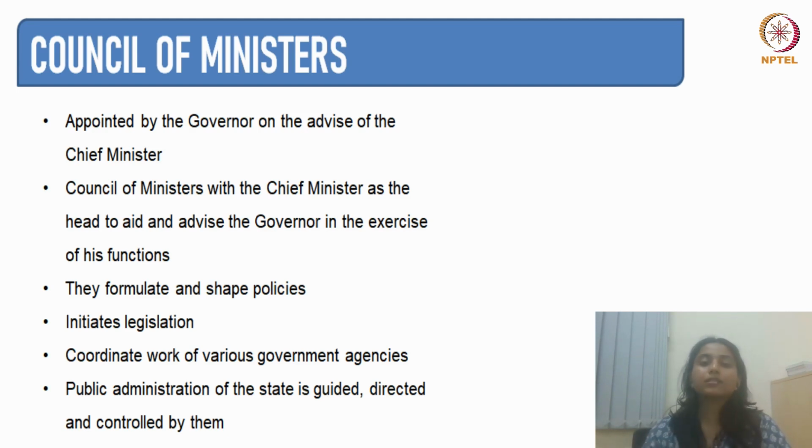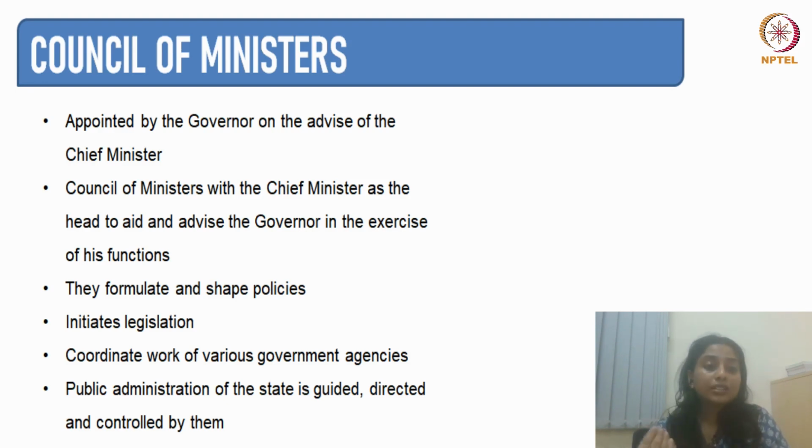Council of Ministers, with the Chief Minister as the head, is there to aid and advise the governor in the exercise of his functions. The Council of Ministers formulate and shape policies. There are different kinds of policies in the state. There is health policy, there are education policies. So there are different kinds of policies. So these policies are formulated and shaped by the Council of Ministers.